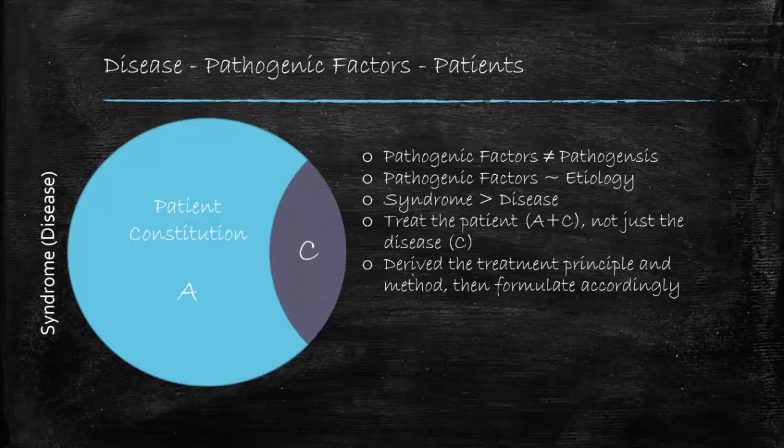And the next point here is really what I just mentioned, right? We treat the patient, A and C, not just C, okay? And we derive the treatment principle and method from our diagnosis that will govern how we formulate, especially in terms of herbal formula. The herbs in the herbal formula that we prescribe have to align with the treatment principle and method.